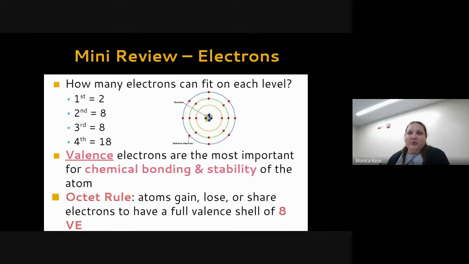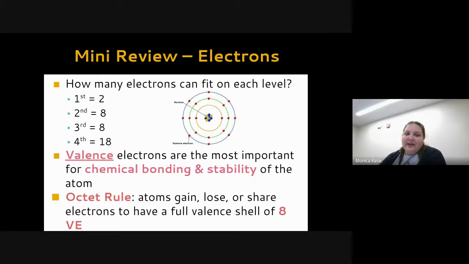All right, so a little review here on our electrons. Electrons can fit in each level differently. So our first level, we have 2 electrons can fit in it. Our second level, 8. Third, 8. And our fourth, 18. Remember, 2, 8, 8, 18. Say that on repeat to yourself, so that could help you.